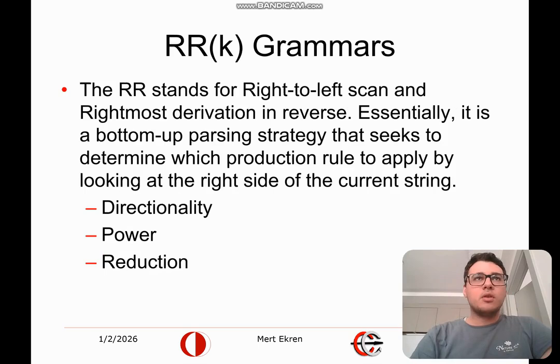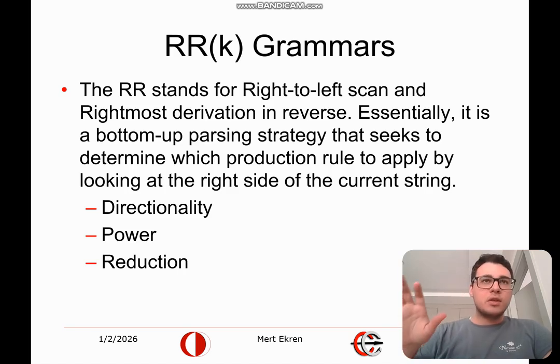Now, for the RRK case, RRK stands for right-to-left reductive grammars, which are a class of context-free grammars. They use a bottom-up parsing strategy that seeks to determine which production rule to apply by looking at the right-hand side of the current string. It can be observed in three main topics. First is directionality, right-to-left scan.